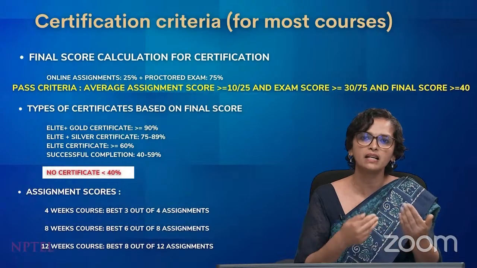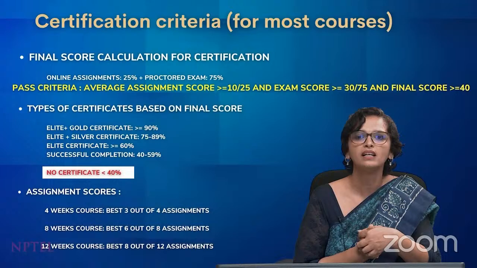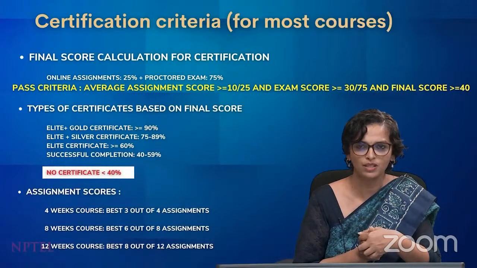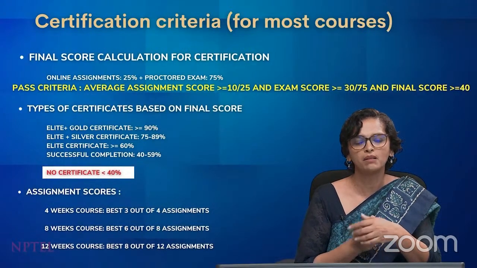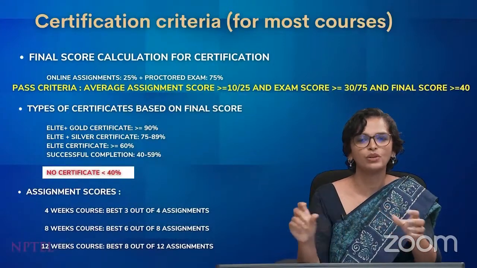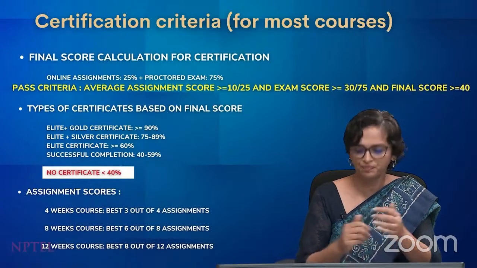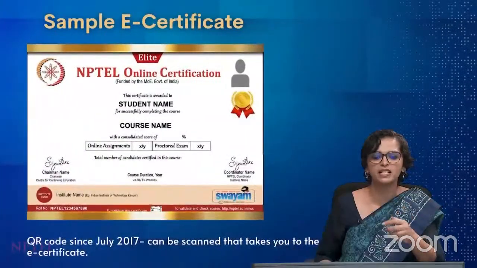Okay. And there are types of certificates also that we give. We also categorize a type of certificate based on what final marks you get. So if you get any mark between say 40 to 59, it is only called successful completion of the course. That is the certificate we give you. Let me show you the certificate, maybe that is better.